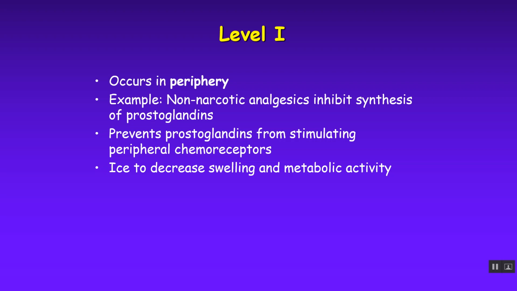Examples, when you use non-narcotic NSAIDs, non-narcotic analgesics like Tylenol, aspirin, ibuprofen, they all do things like inhibit synthesis of prostaglandins to decrease inflammation and the sensitivity of the free nerve endings. Things like ice decrease swelling and decrease the metabolic activity that's going on, and basically numb the free nerve endings temporarily so they're less sensitive. When you cool nerves down, they don't transmit information as easily, including pain transmission. So it's temporary, but it can make it feel better temporarily.